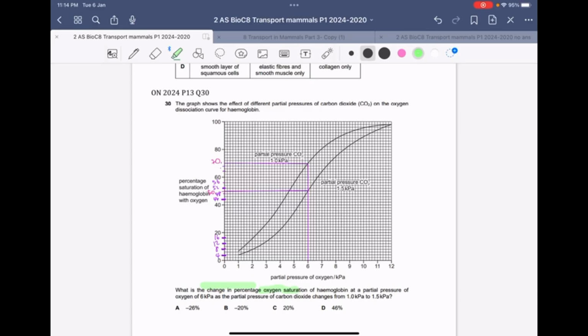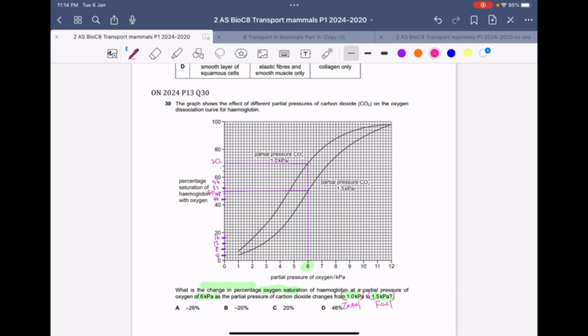Require some simple calculation because they ask about change in the percentage of oxygen saturations at the 6 kPa. So you need to calculate from the 6 kPa, change from 1.0 kPa to 1.5 kPa. So which one is the initial value? Which one is the final value? So 1.5 kPa is the final value. Then 1.0 is the initial value.